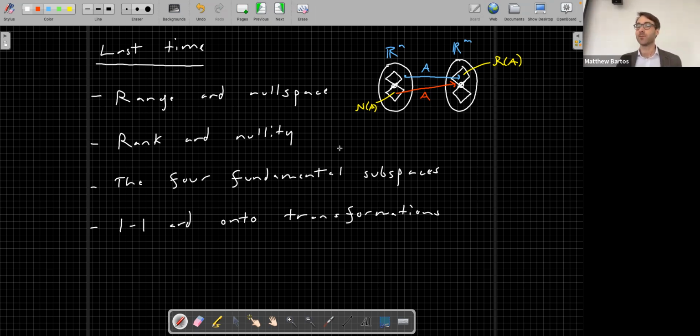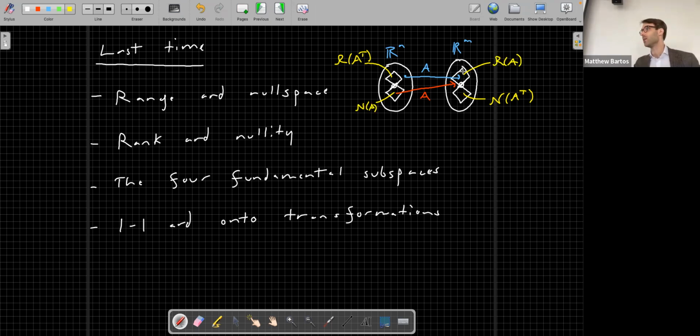We also talked about the four fundamental subspaces: the range of A, the null space of A, the null space of A transpose, and the range of A transpose. We showed that any vector in our domain can be represented as a linear combination of a vector from the range of A transpose and the null space of A. Similarly, any vector in our codomain can be represented as a linear combination of a vector from the range of A and the null space of A transpose. This is going to be important going forward today.